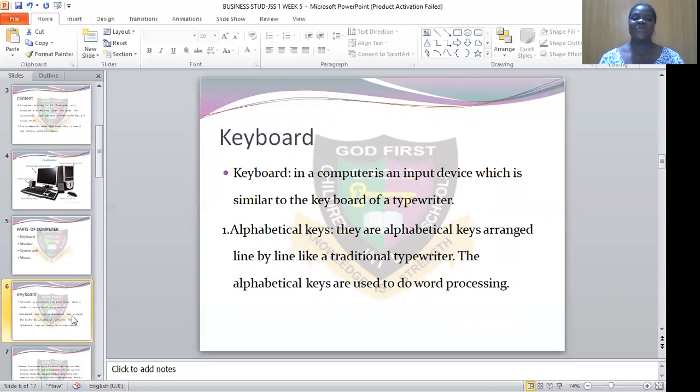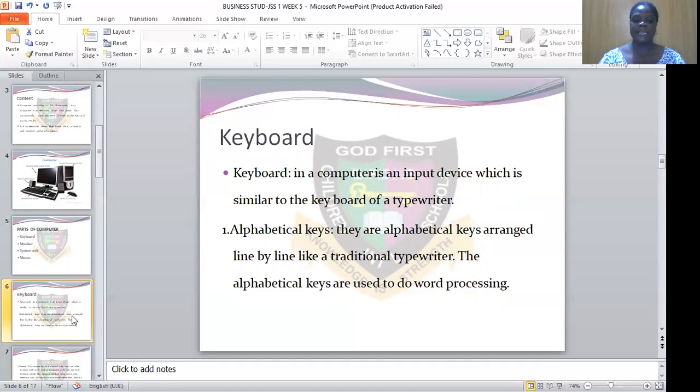It can be divided into the alphabetical keys and the numerical keys. The alphabetical keys have to do with the home row keys, the top row keys, the bottom row keys, and the upper row keys, which have to do with ASDF and FGHJ, then ZXCV, BNM, QWERT, YUI. Those are the ones we are talking about as the alphabetical keys. It is under the keyboard as well.